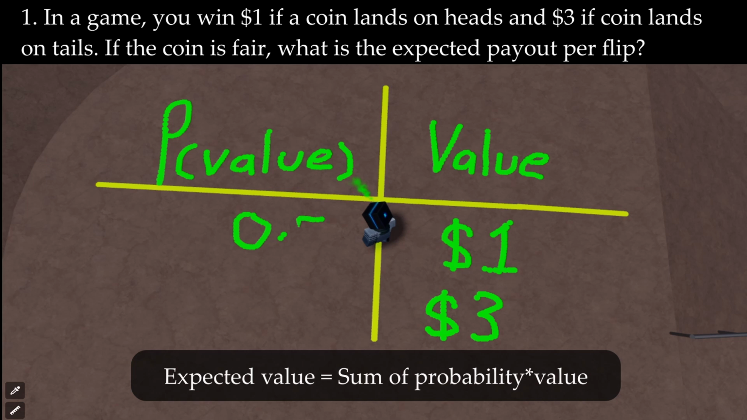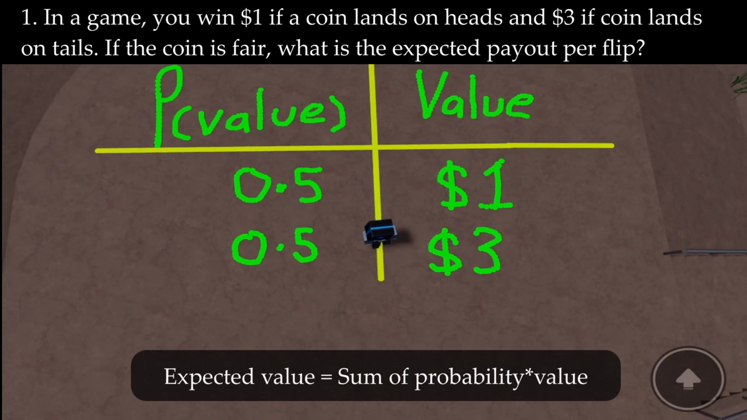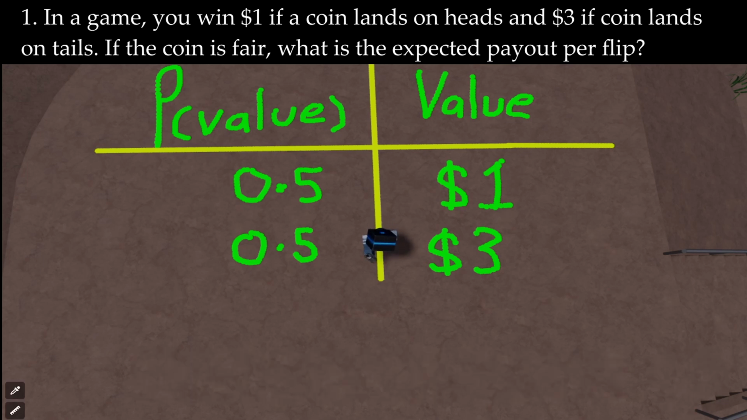Because whenever you're doing expected value problems, your probabilities need to be either decimals or fractions. You can't use percentages here. You have to convert them. So I'm going to write 0.5 for both of these values because there's a 0.5 chance you get $1 and there's a 0.5 chance you get $3. Now what do you do? You multiply each of the probabilities by its corresponding value and then you add them all up. So let me do that.